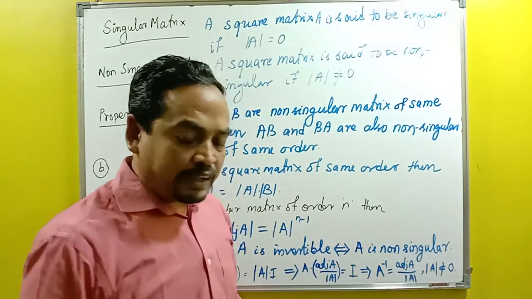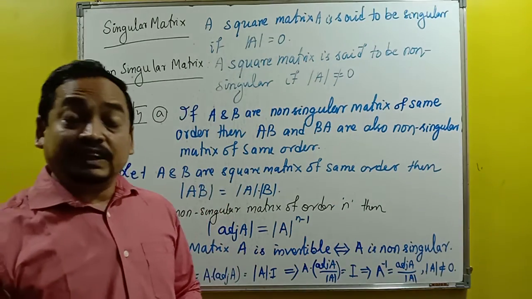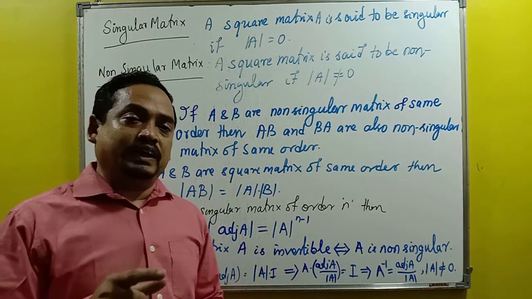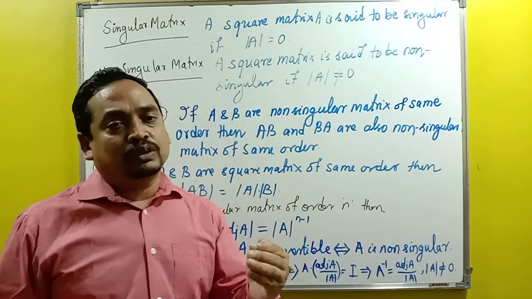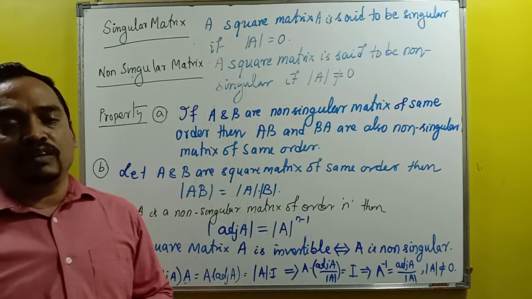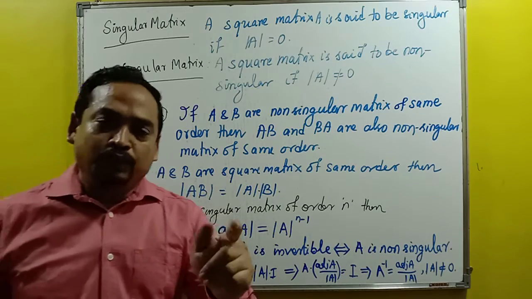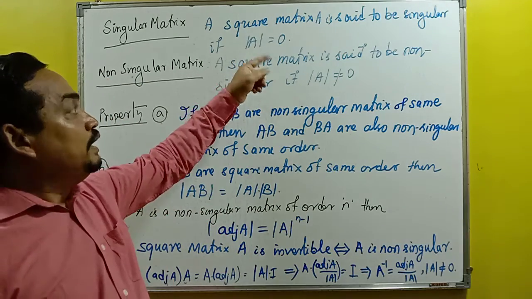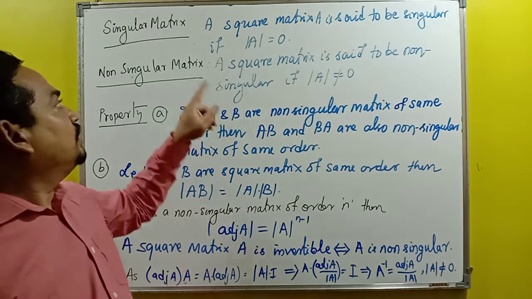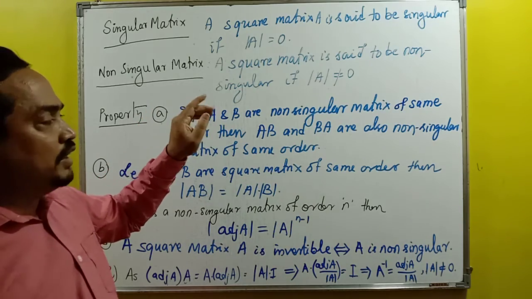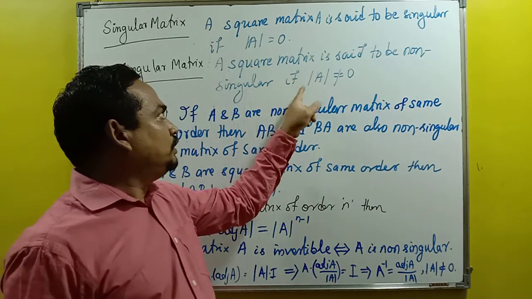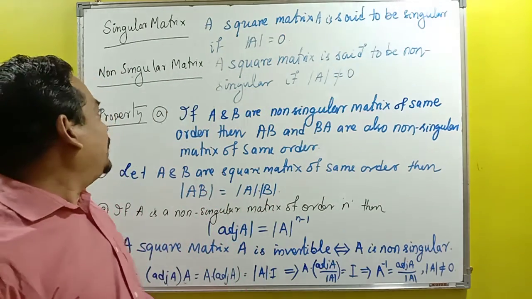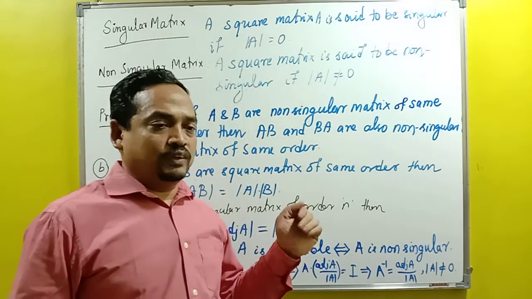So first, let us discuss what a singular matrix is. A square matrix in which the determinant is equal to 0 is known as a singular matrix. If the determinant is not equal to 0, then it is known as a non-singular matrix. A square matrix is said to be non-singular if its determinant is not equal to 0. And some more properties are based on this.